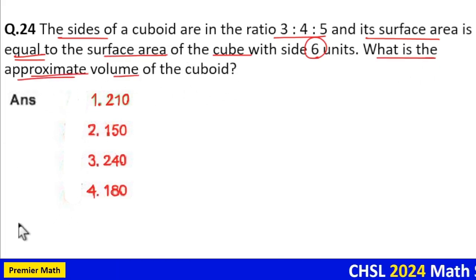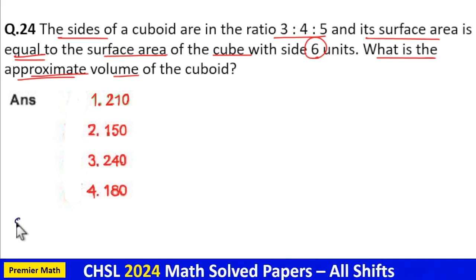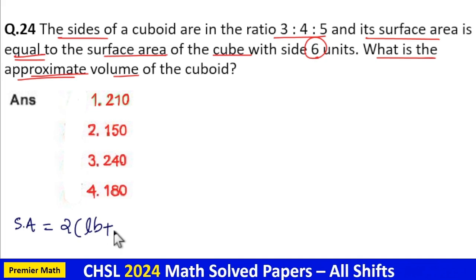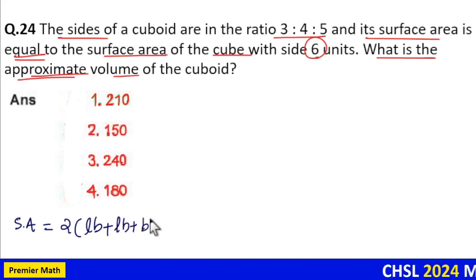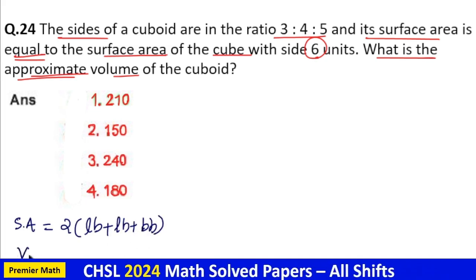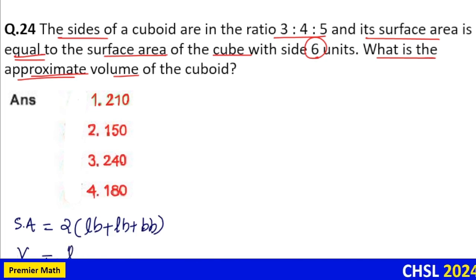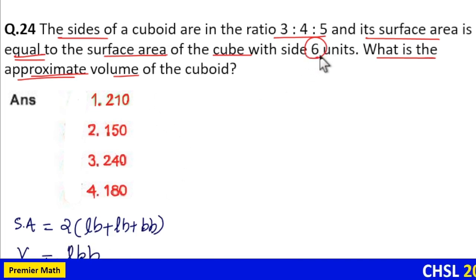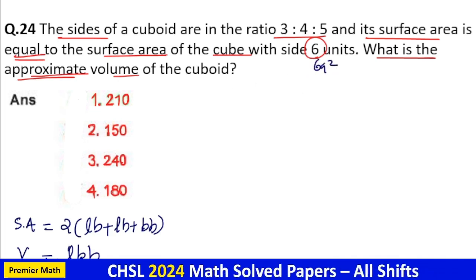Here, surface area of cuboid is equal to 2 into (LB plus LH plus BH). Same way, volume is equal to LBH. Now, surface area of cube is equal to 6a square.